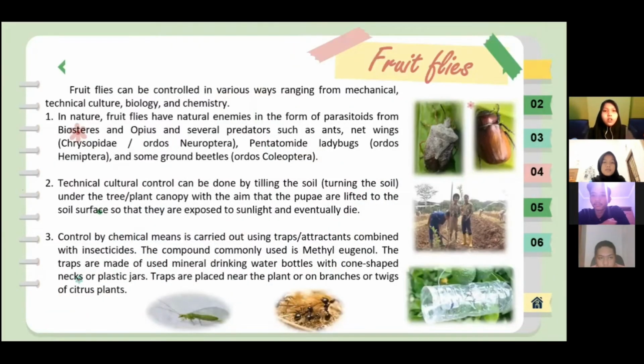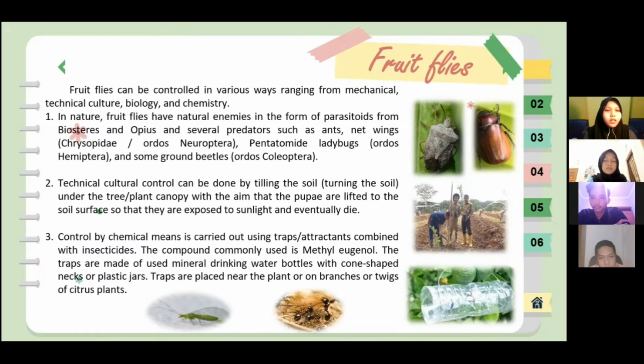Fruit flies can be controlled in various ways ranging from mechanical, technical culture, biology, and chemistry. First, in nature, fruit flies have natural enemies in the form of parasitoids and several predators such as ants, lacewings, pentatomids, ladybugs, and some ground beetles. Second, technical culture control can be done by tilling the soil under the tree or plant canopy with the aim that the pupae are lifted to the soil surface so that they are exposed to sunlight and eventually die.